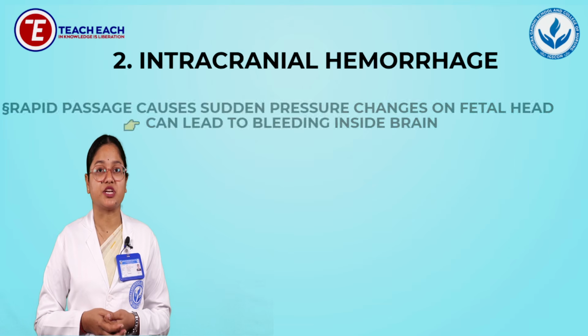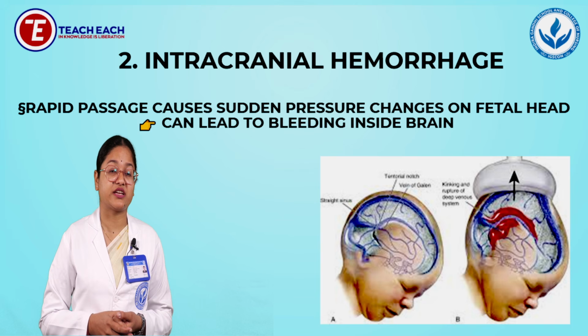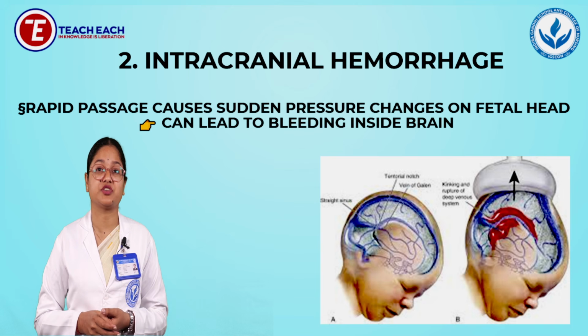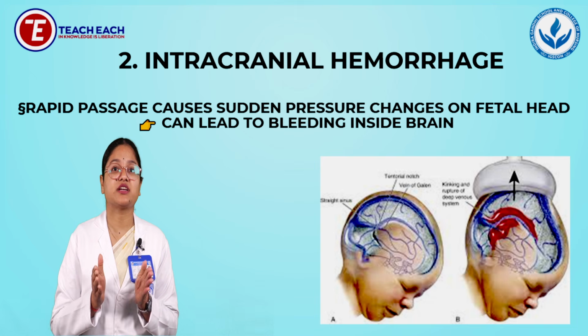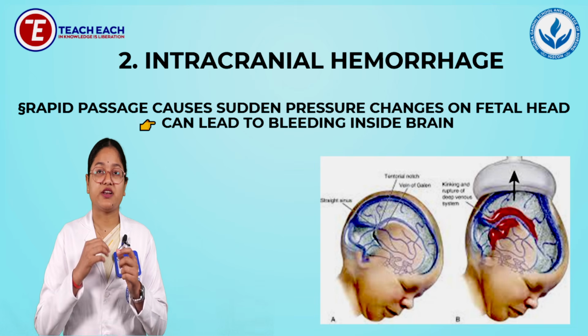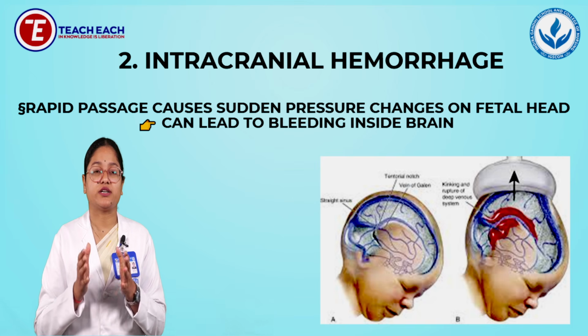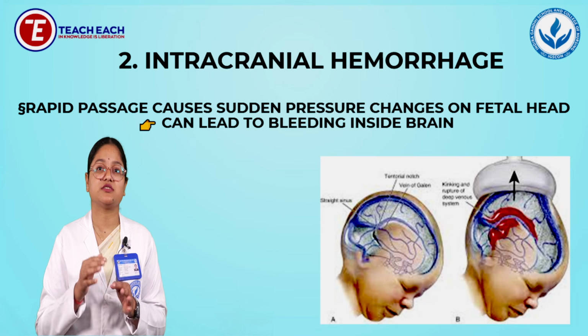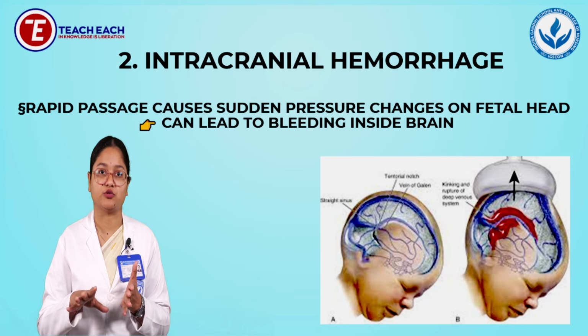Next fetal complication, intracranial hemorrhage. Rapid passage causes sudden pressure changes on the fetal head, that can lead to bleeding inside the brain. The fetal head has the capacity to mold; they have sutures, like sagittal sutures, that can overlap each other. So this is a natural process, they will overlap each other and make a shape according to the vaginal shape, and they will deliver through it.